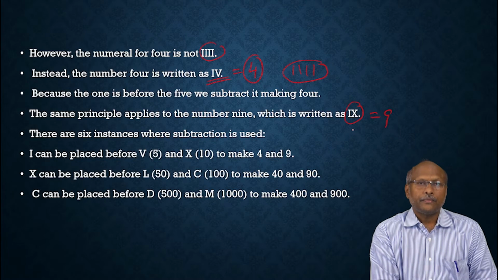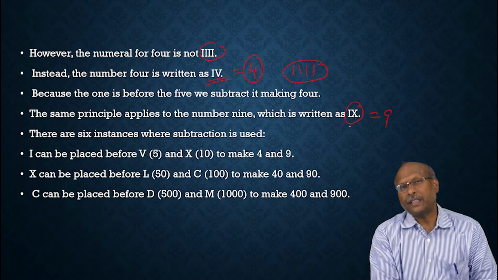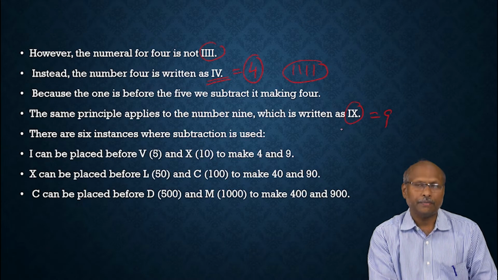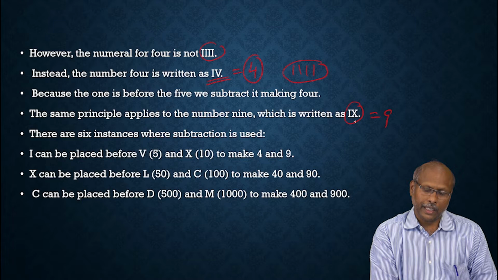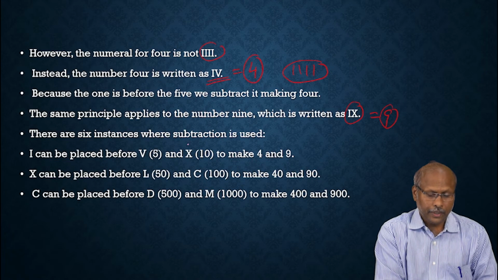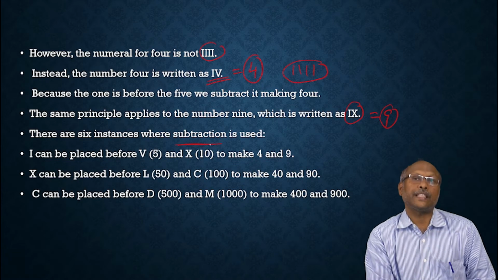Because the value of I is 1 and the value of X is 10. If you write any smaller number before the larger one, it will be subtracted. So 10 minus 1, that is 9. So IX stands for 9. There are 6 instances where subtraction is used. What are the 6 instances?